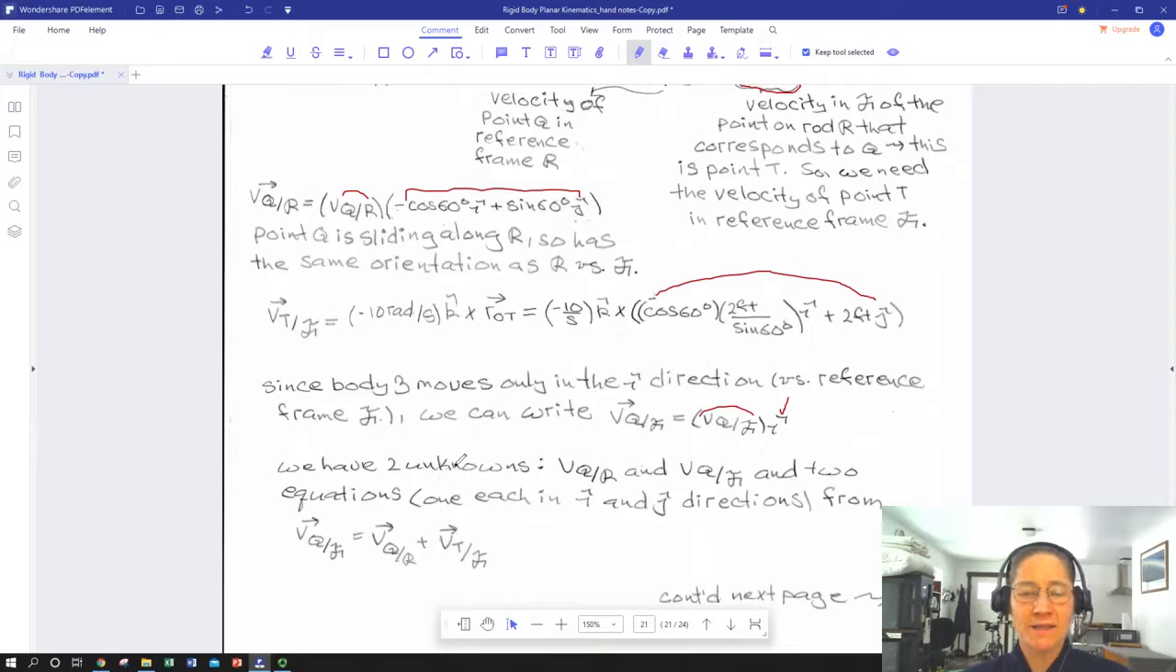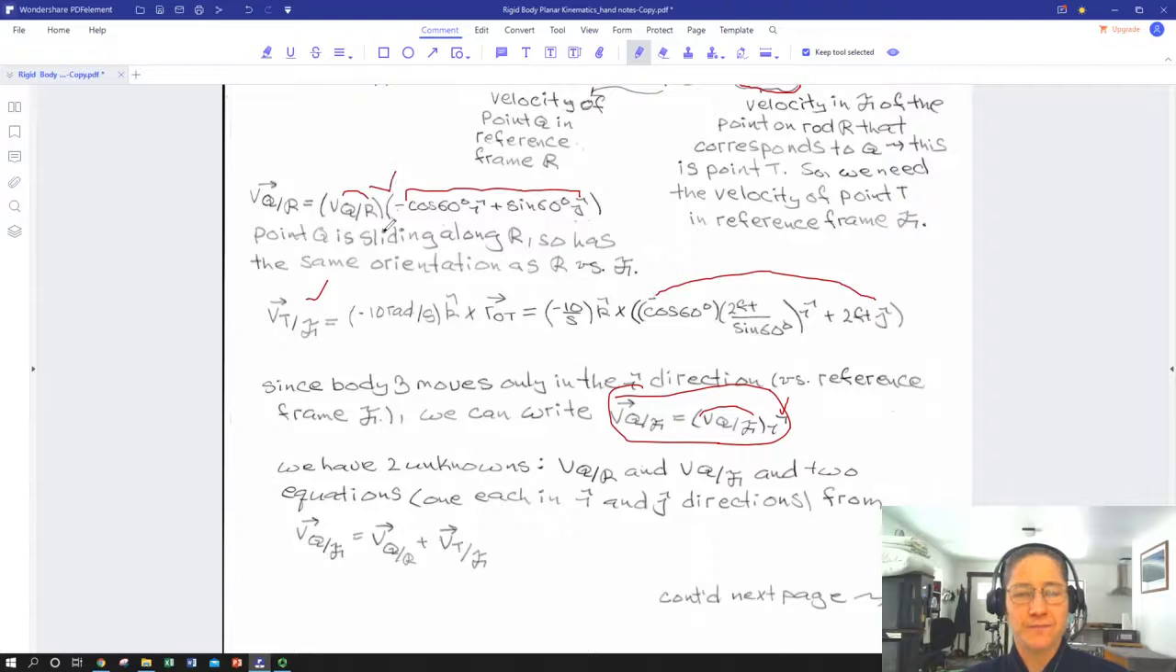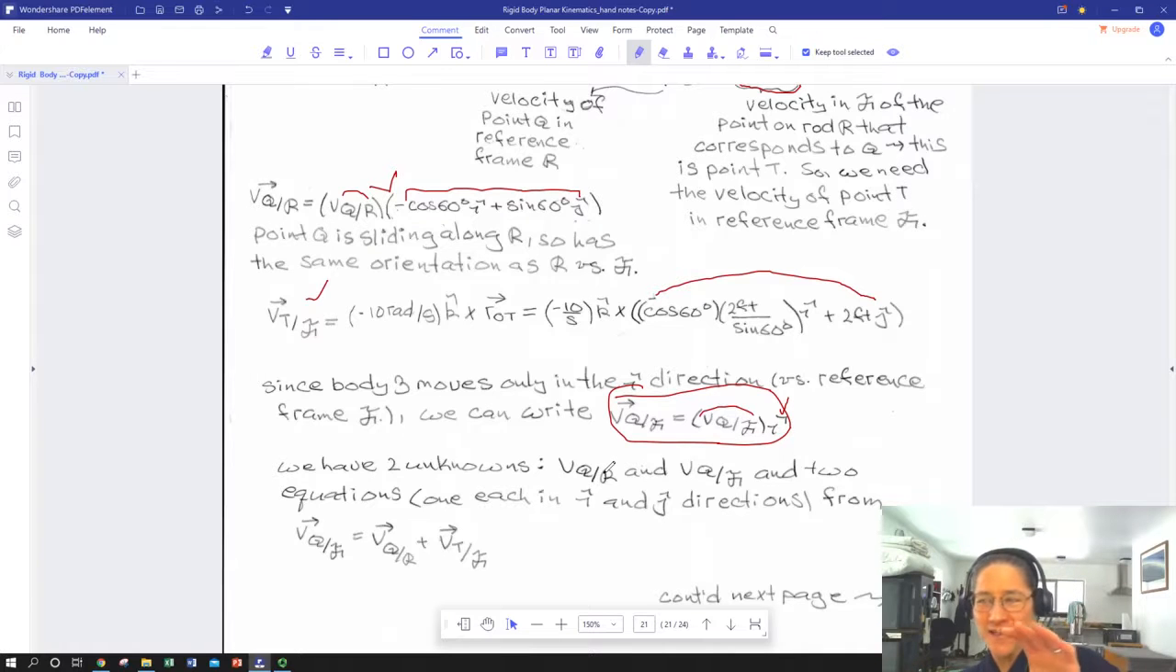So let's look back and see what we've got. We have two equations. We have this one, which gives us some relationship to our magnitude, and this expression up here. So if we distill all that down, we end up having two unknowns: the magnitude of the velocity of Q in the R reference frame. How fast is Q sliding up and down R as R moves? No rotation from the point of view of that point. It doesn't know R is rotating.